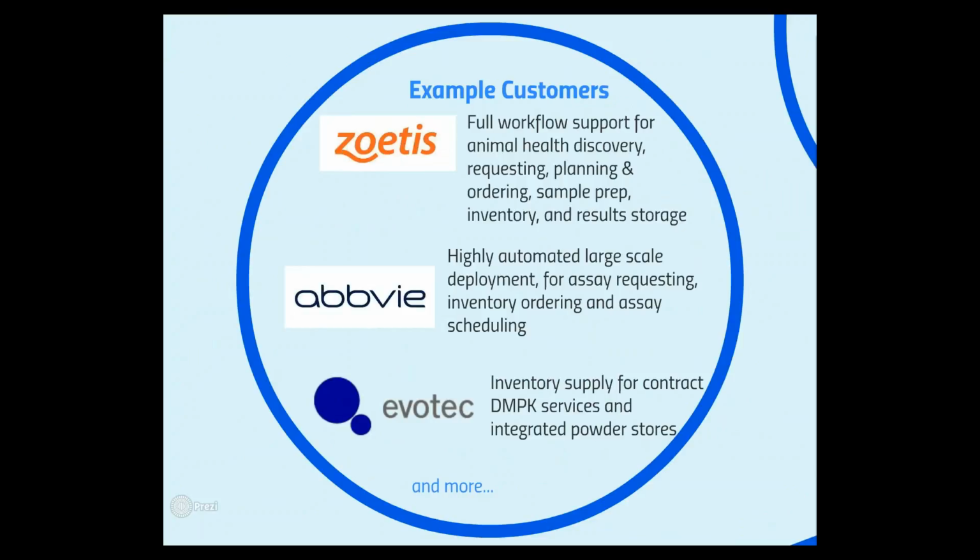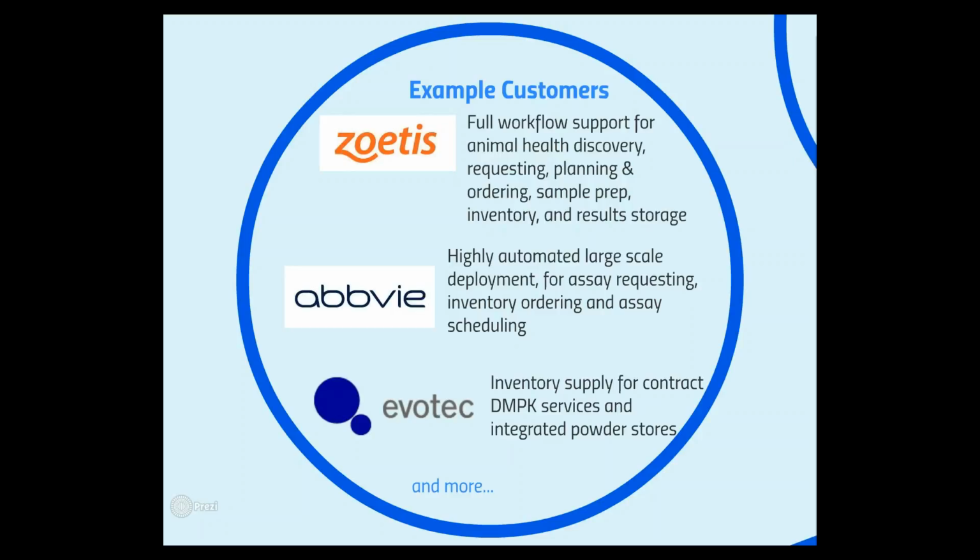Here's an example of three customers that are using our software at various aspects of that workflow. The first one is Zoetis Animal Health, and they're using the full workflow support for animal health discovery. So everything from assay requesting and planning activities through ordering of samples, and then the sample preparation and inventory support right through the testing process and then storage of results, all within the BioRails platform.